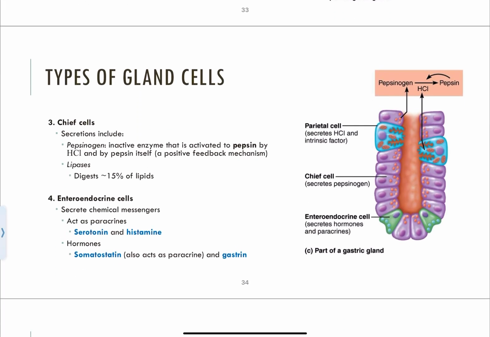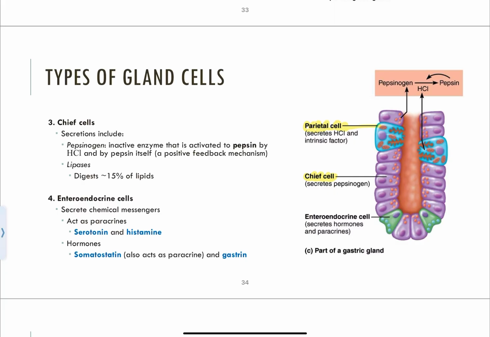The third type of gland cell is our chief cell. Here's our parietal cell over here in blue. We're zooming in a little bit further. It's our pitchfork-looking one that secretes hydrochloric acid as well as the intrinsic factor. And then our chief cell is responsible for secreting pepsinogen. Pepsinogen is the inactive form of the enzyme that's responsible for breaking down proteins, so it's the inactive form of pepsin. What we need is hydrochloric acid in order to activate pepsinogen into its active form, which is pepsin.